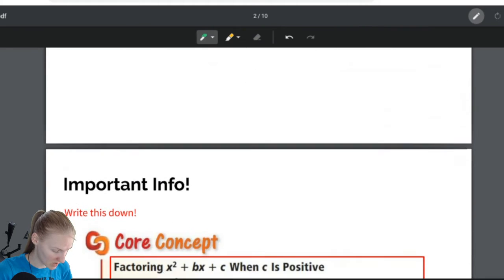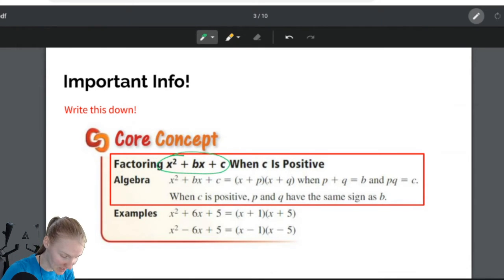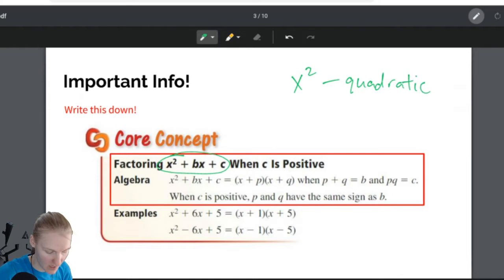So the first thing you need to know is this. Please pause the video and write this down and then unpause it so that we can talk about it. This, or anything actually, anything that involves x squared is a quadratic. X squared is a quadratic. When it's just x, that's linear. And when it's x squared, we call that a quadratic. So, this is a quadratic.